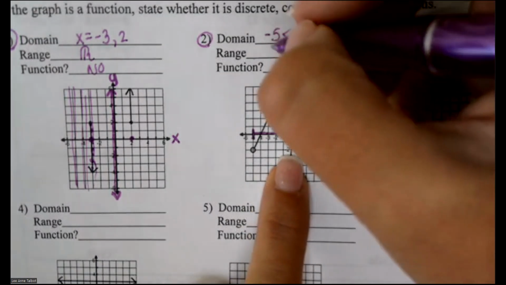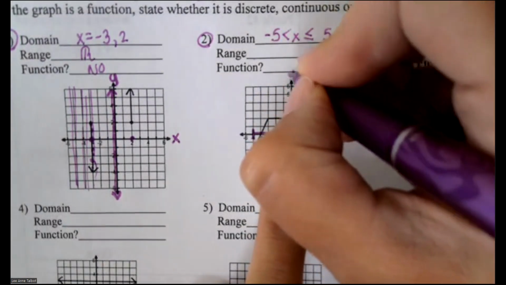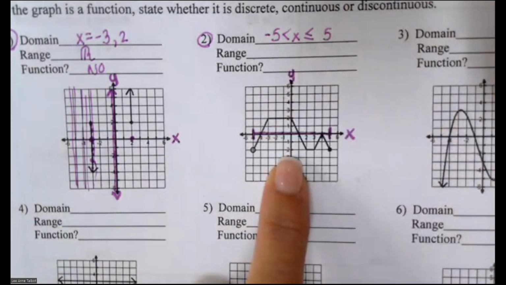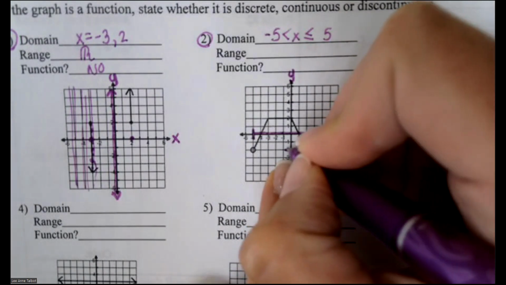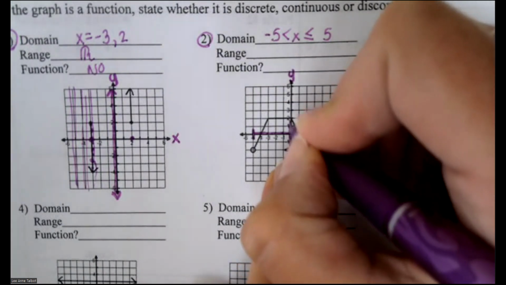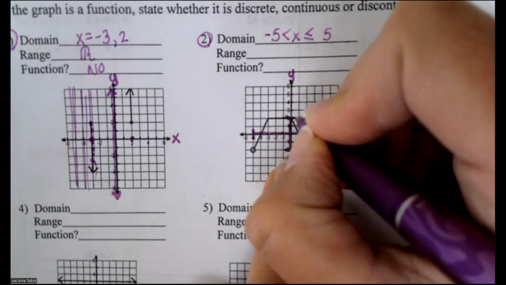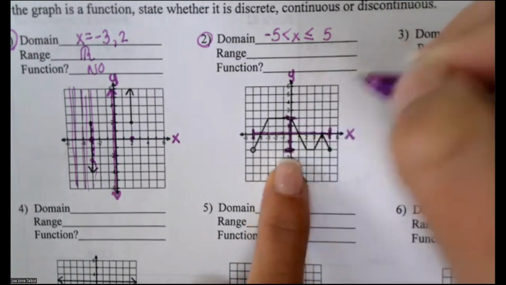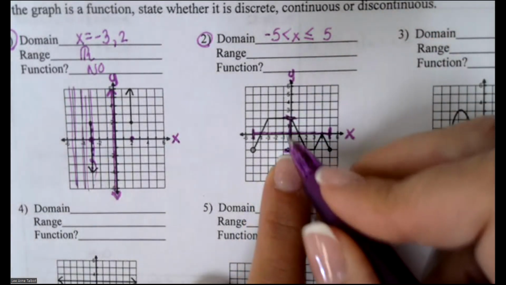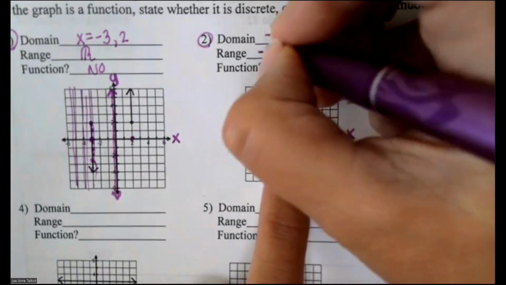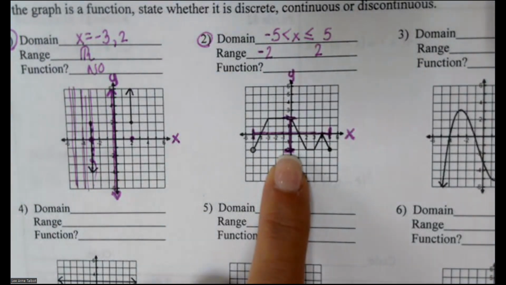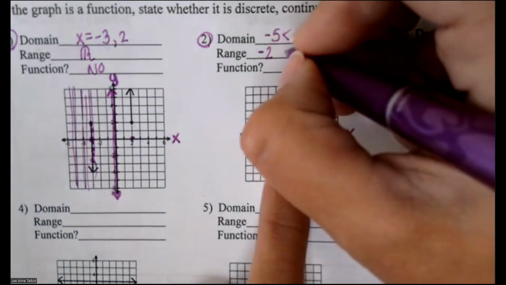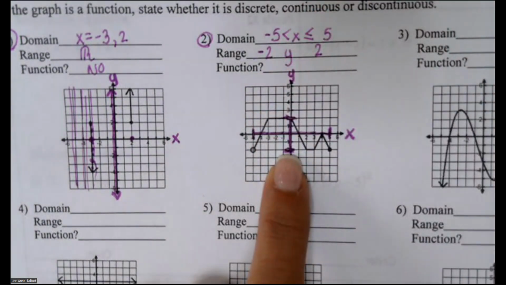You're like, Mrs. Talbot, this is so long ago. It is. Okay, range. Put a y on your y-axis. See, my graph goes from here to here. Here to here. Bottom spot is -2. Top spot is 2. I'm going to put a y in the middle because we're working with y on the range.